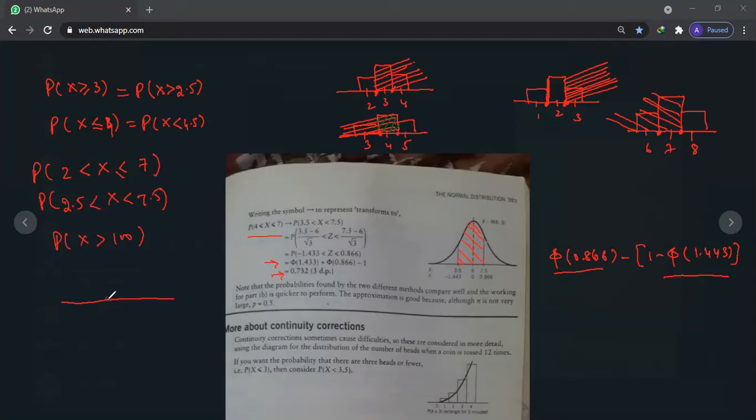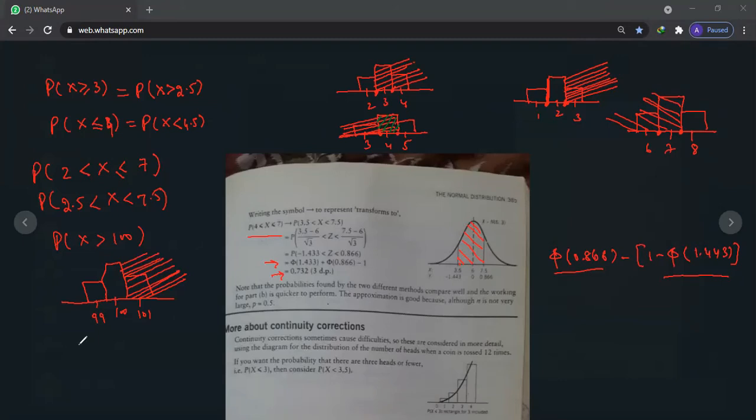We will draw three rectangles with 100 in the middle, 99 and 101 in the neighborhood. Now x is greater than 100. Should I include the rectangle for 100? No, sir. Okay. On the right side of 100, we will shade that area.